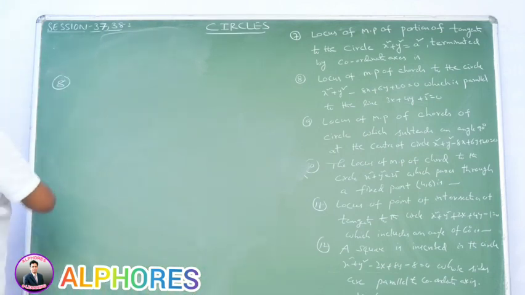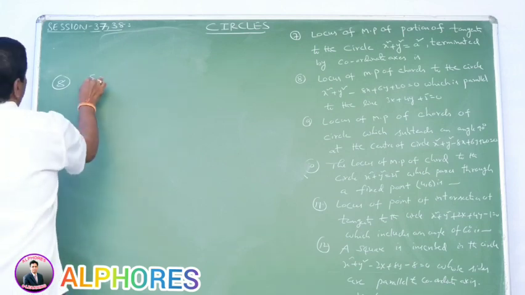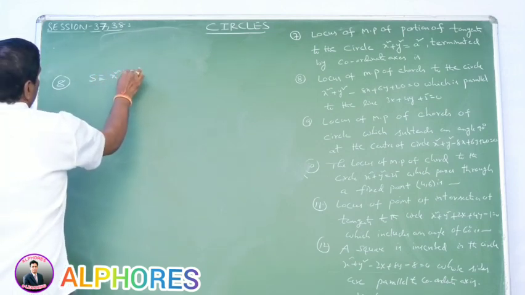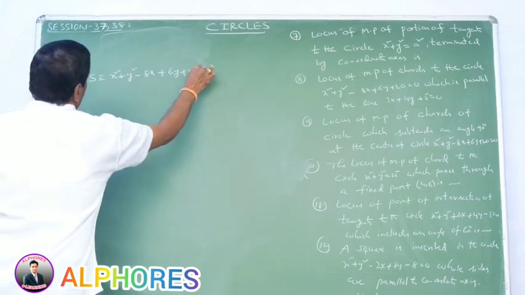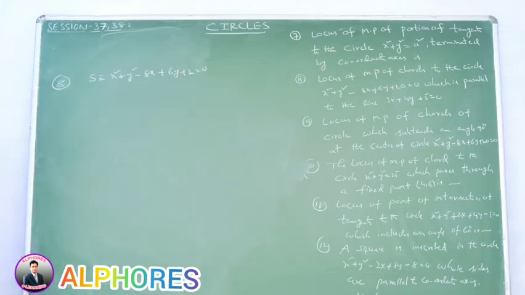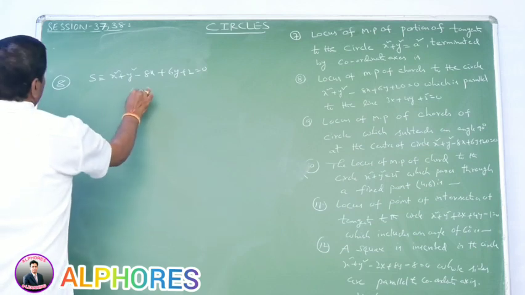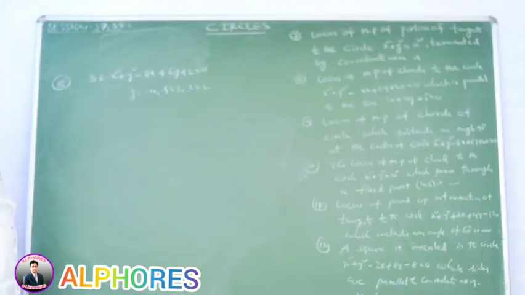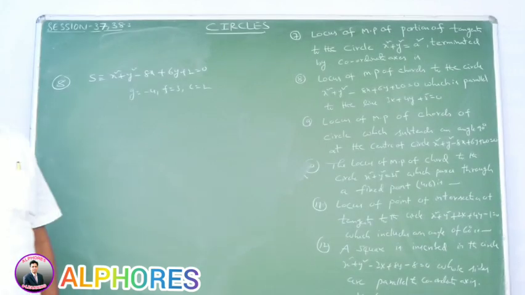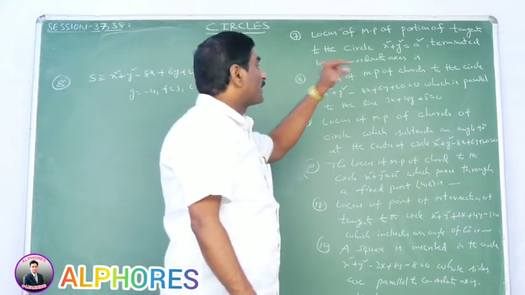Eighth one. Here the equation of the circle is S is equal to x square plus y square minus 8x plus 6y plus 20 is equal to 0. Here g is equal to minus 4, f is equal to 3, c is equal to 20. If required, you can find the radius. Radius is equal to root of g square plus f square minus c. Center of the circle is minus g comma minus f. Here we find the locus of the midpoint of the chord.